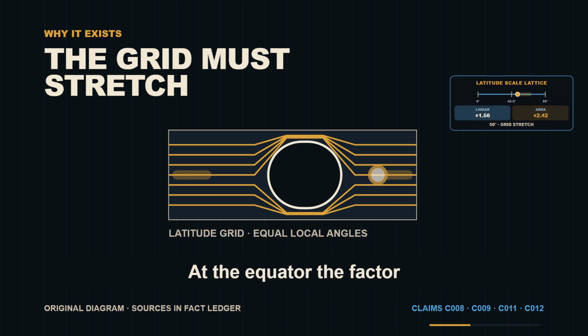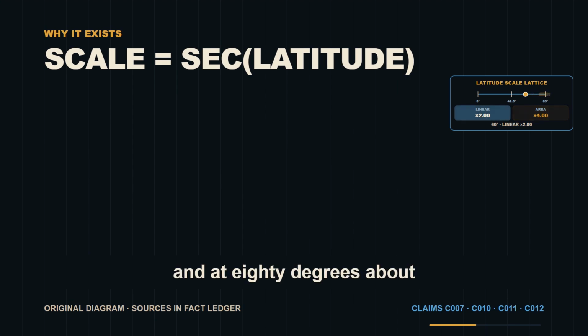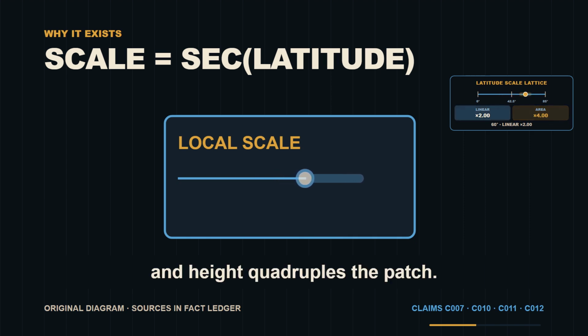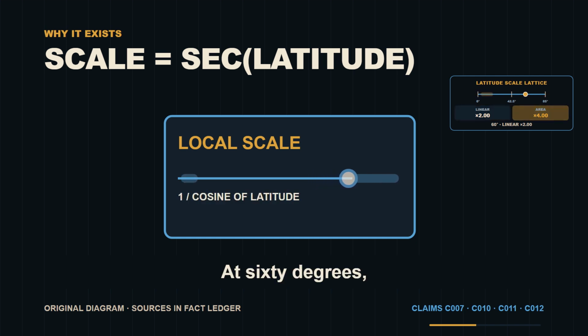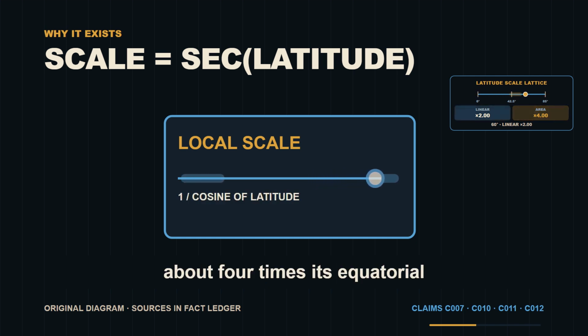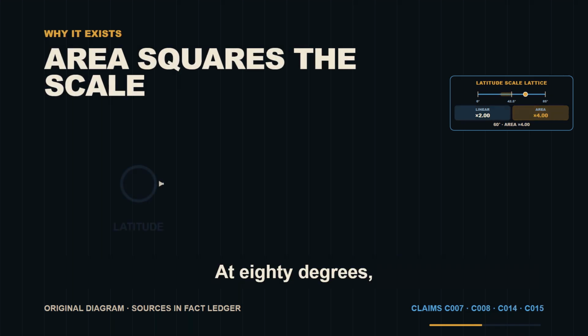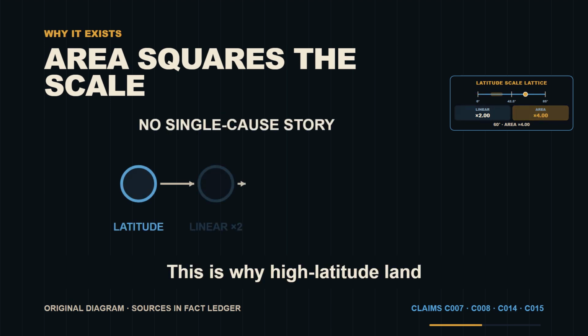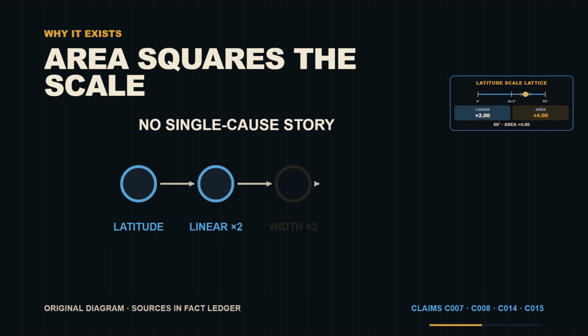At the equator, the factor is 1. At 60 degrees, it is about 2. At 70 degrees, it is about 2.92, and at 80 degrees, about 5.76. That factor acts in two directions, so area grows roughly with its square. Doubling both width and height quadruples the patch. At 60 degrees, a tiny patch is drawn about 4 times its equatorial area at the same nominal scale. At 80 degrees, the local area enlargement is roughly 33 times. This is why high-latitude land seems to inflate.